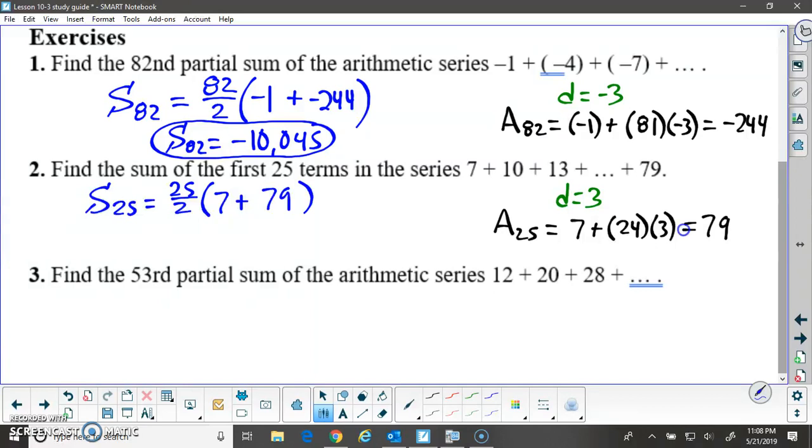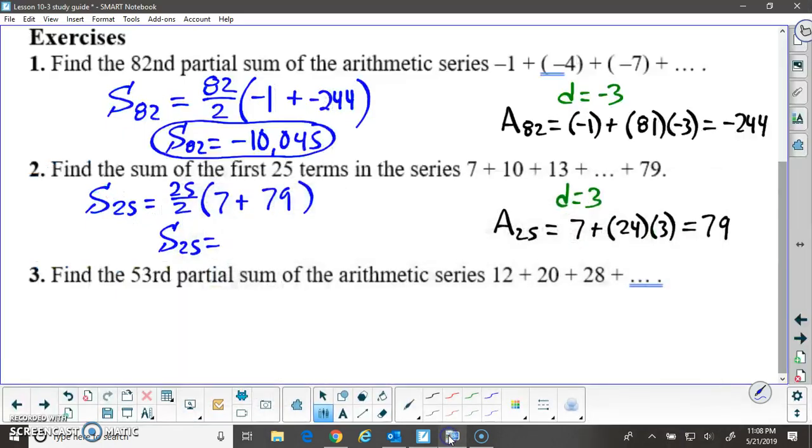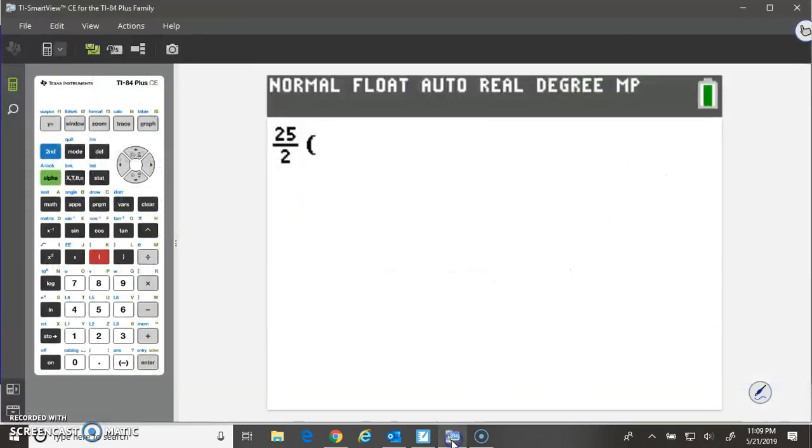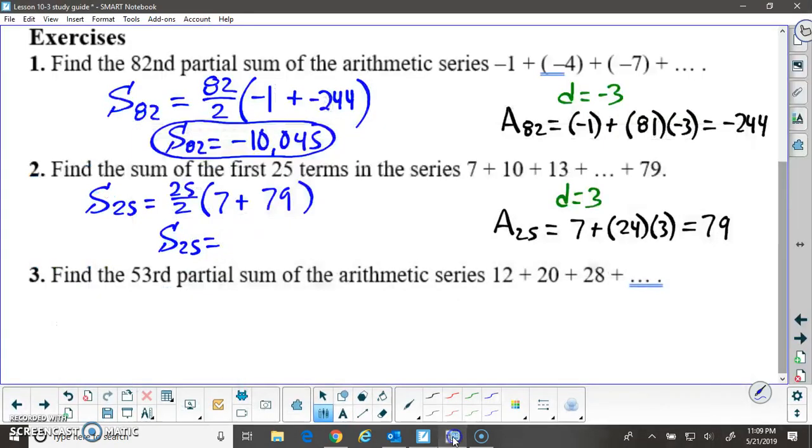Put that in here, and we'll get the sum of the first 25 terms. Using the formula, 25 divided by 2. And then your first term again was 7, and your nth term was 79. So 7 plus 79. And that gives us 1,075. That's the sum of the first 25 terms.